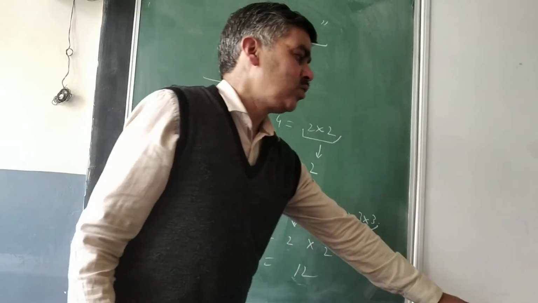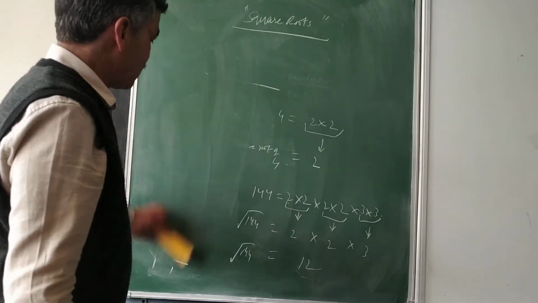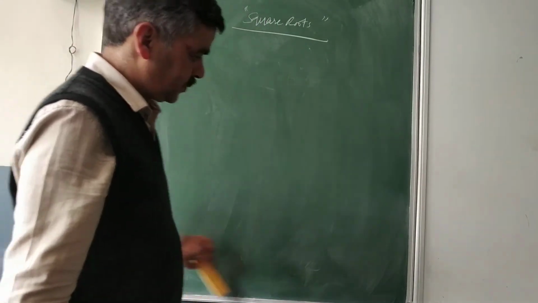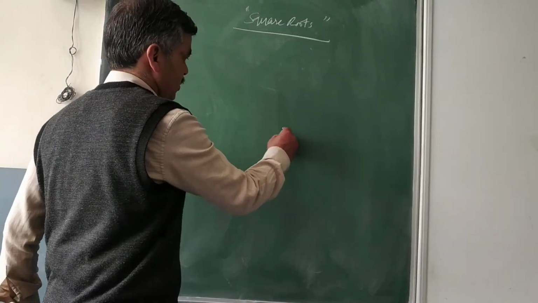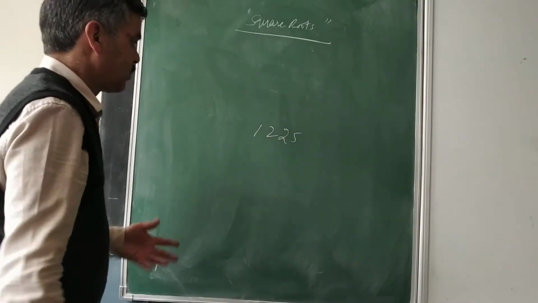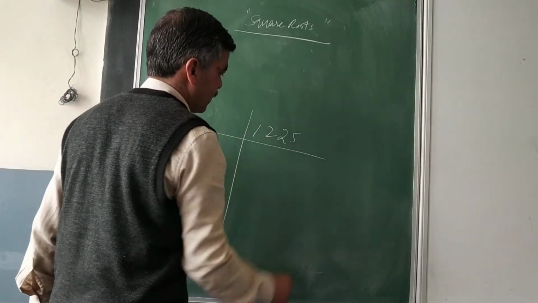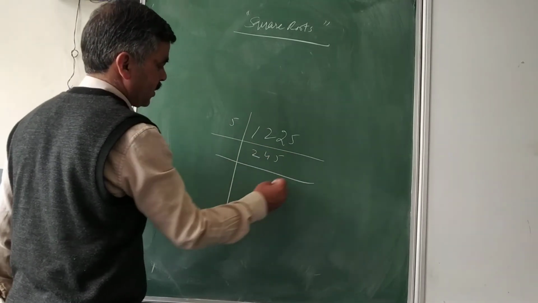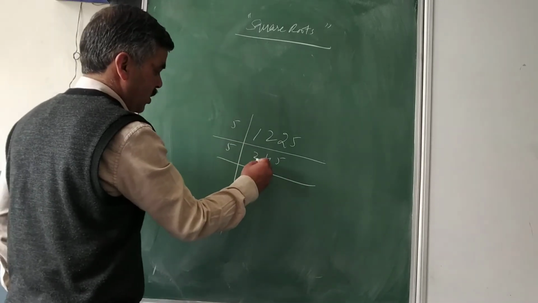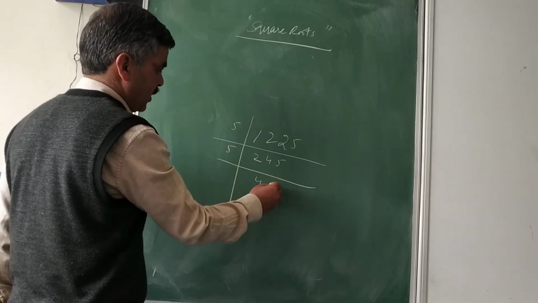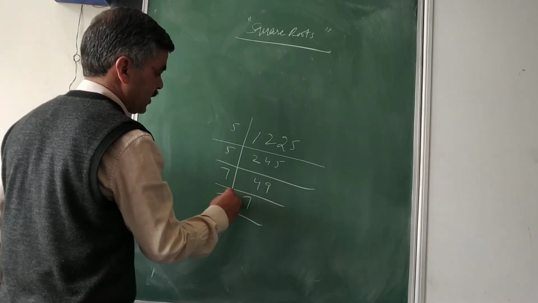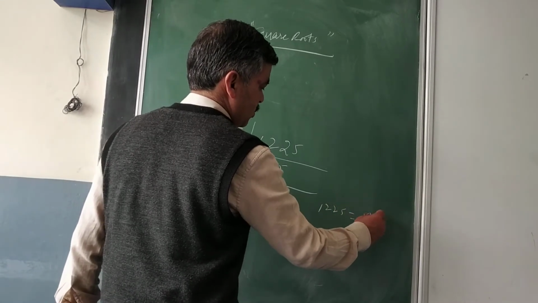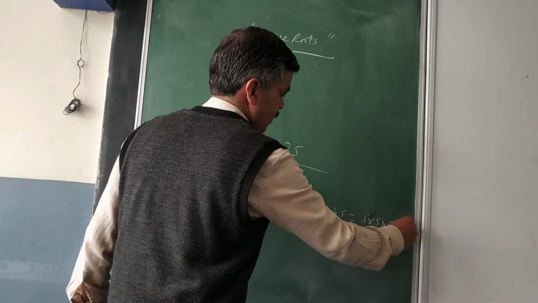So you can go for big numbers, like suppose I am saying 1225. Let us find the factors. 5 2s are 10, 4s are, and then 5s are. Again 5 4s are 20, and then 9s are, and here I am getting 7 and 7. That is 1. So now 1225 is equal to 5 into 5 into 7 into 7.